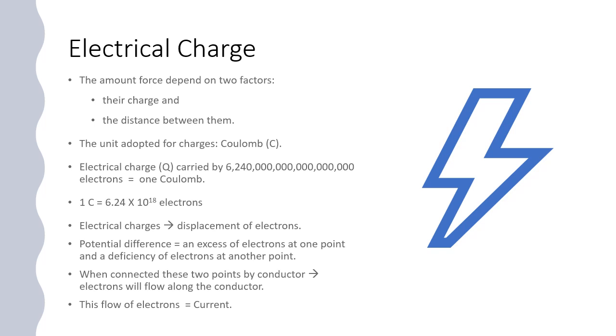Electrical charges are created by the displacement of electrons. When there is an excess of electrons at one point and a deficiency of electrons at another point, a difference of potential exists between the two points. When a difference of potential exists between two charged bodies connected by a conductor, electrons will flow along the conductor. This flow of electrons is called current.